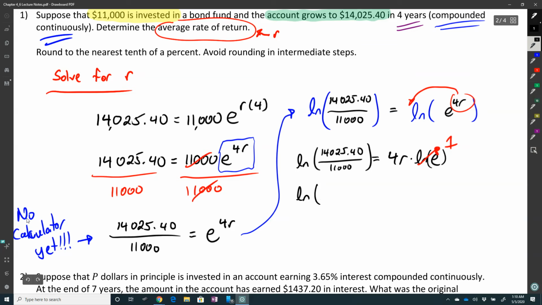So, write it all out again. Notice that I haven't used a calculator yet. Equals 4r. And so my last step is to divide by 4.